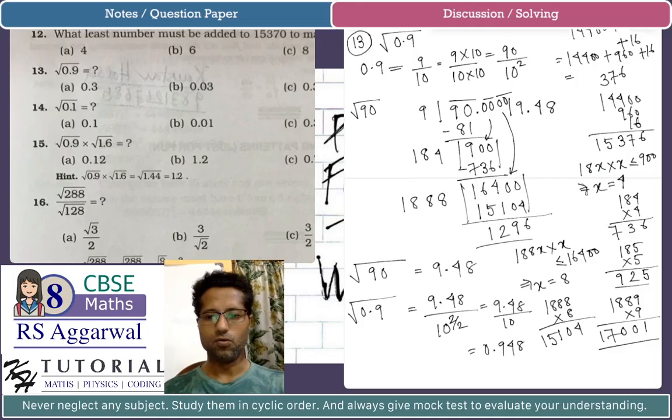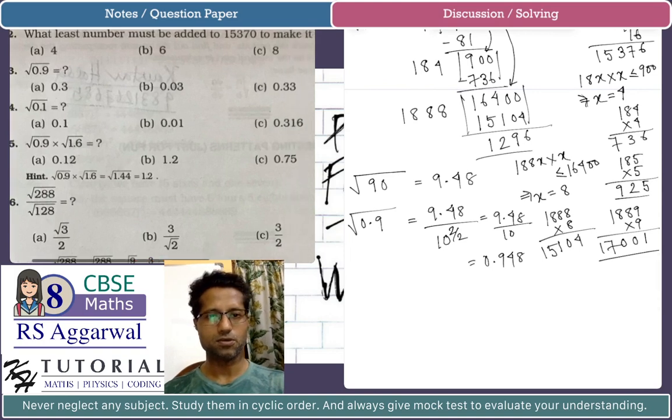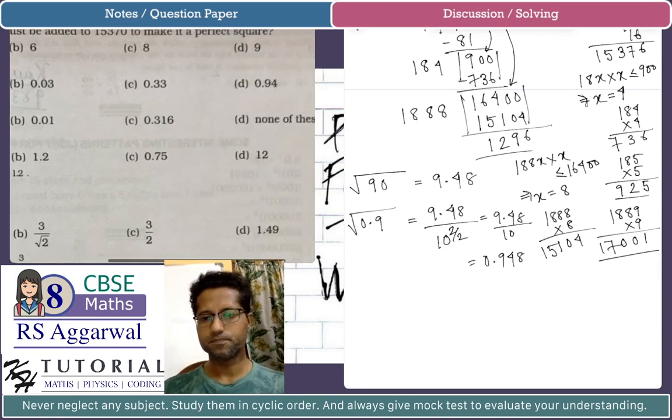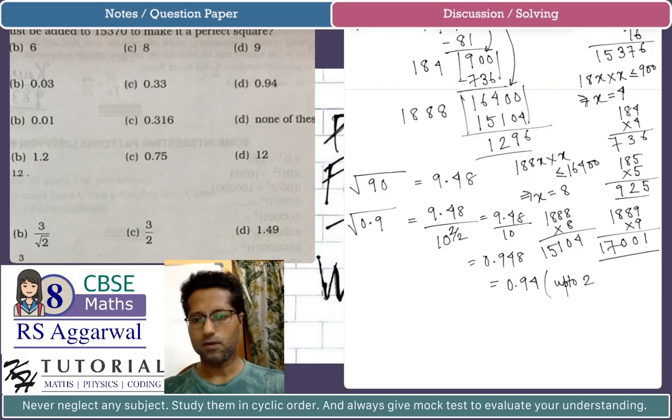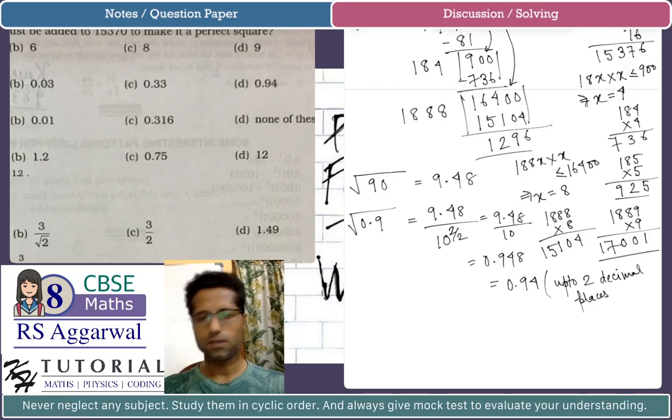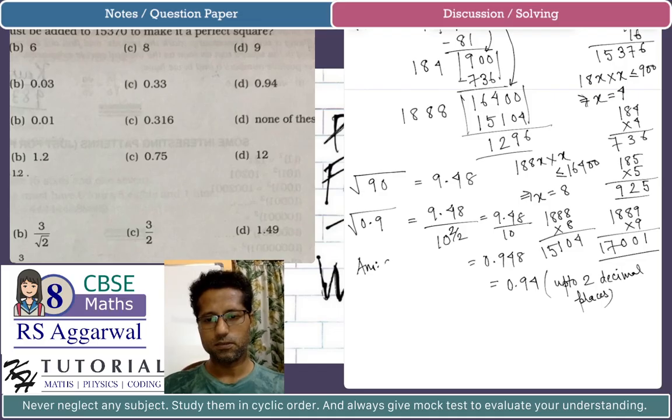0.948. And if you consider up to 2 decimal places, as all the choices are up to 2 decimal places, if you want to round off to 2 decimal places, we can say that the square root of 0.9 up to 2 decimal places is 0.94. So the correct choice is D.